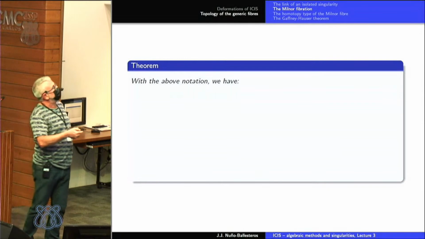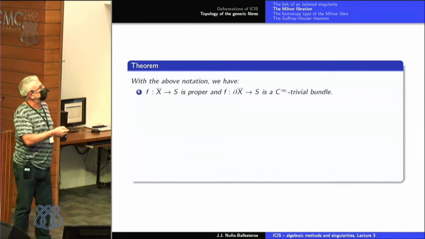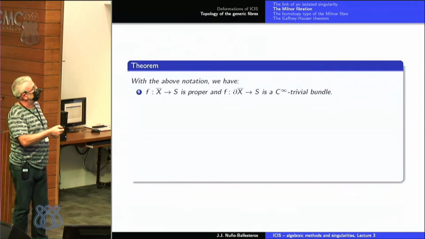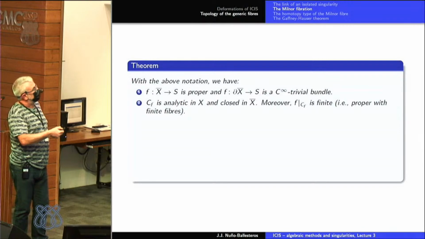Okay, so the theorem says that with this notation we have first that the good proper representative is a proper map, and that the restriction to the boundary is a C infinity, a smooth trivial bundle. So the fiber on the boundary is independent of the choice of a point S. Second one is that the critical locus is analytic in X and is closed in X bar. Moreover, the restriction to the critical set is proper with finite fibers.